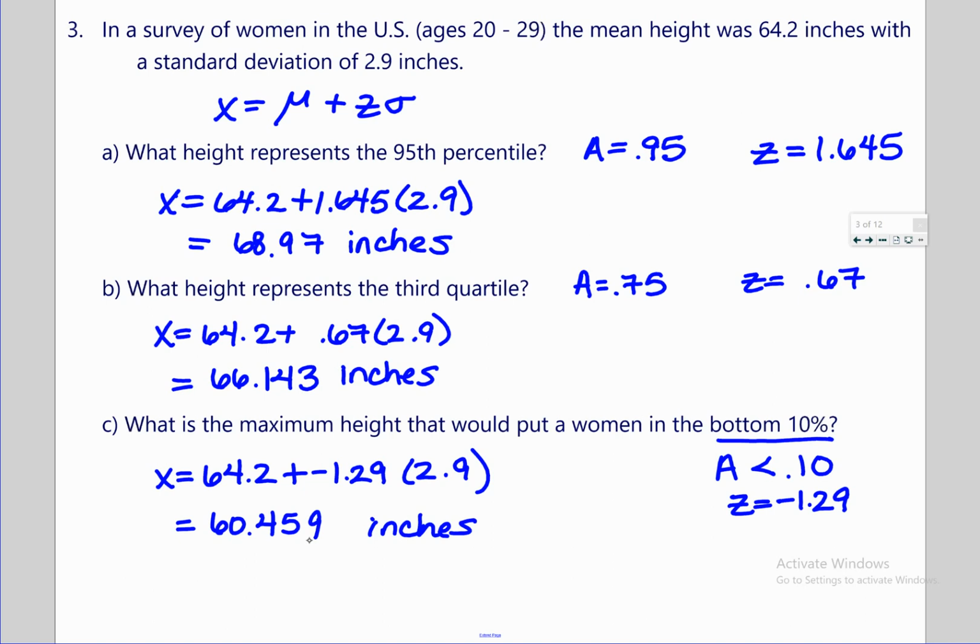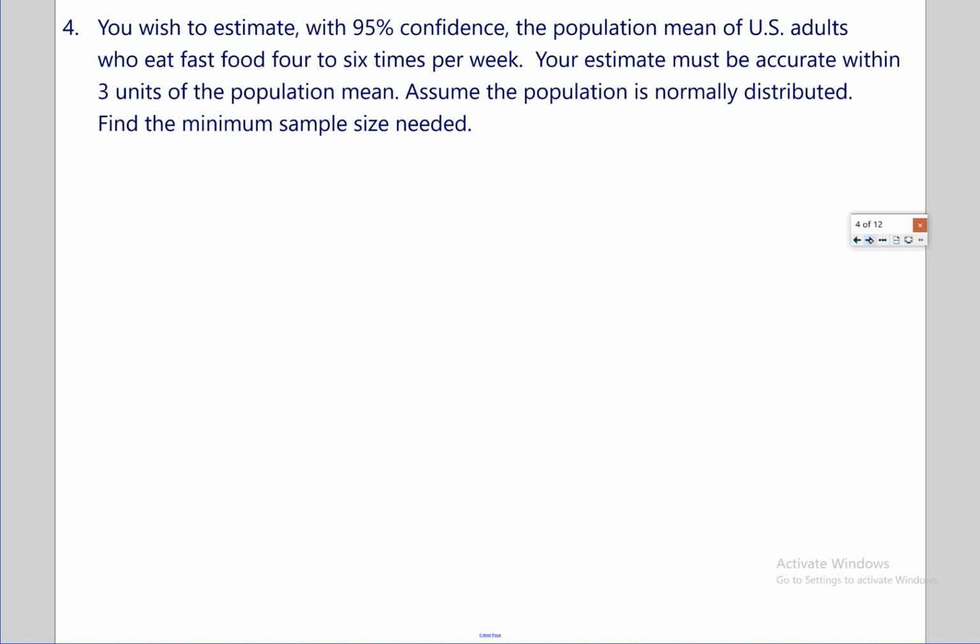Okay. Number 4. You wish to estimate with 95% confidence the population mean of U.S. adults who eat fast food 4 to 6 times per week. Your estimate must be accurate within 3 units of the population mean. Assume the population is normally distributed. Find the minimum sample size needed. Okay, so on our formula chart, minimum sample size was in what chapter? That was in chapter 6.